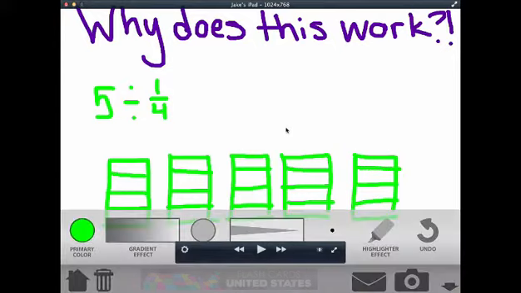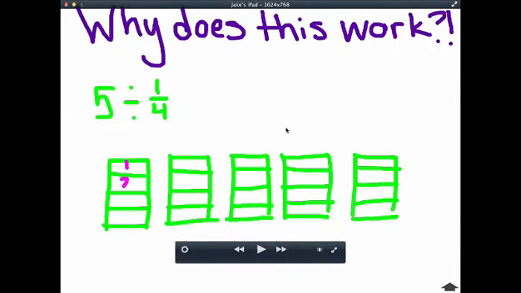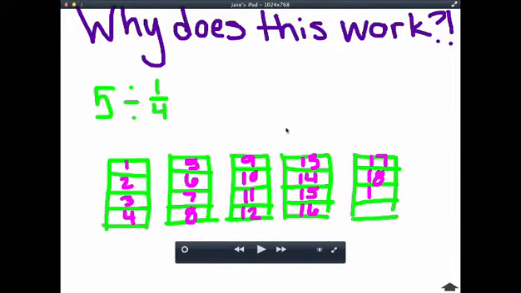Now if I count my fourths, I will find 1, 2, 3, 4, 5, 6, 7, 8, 9, 10, 11, 12, 13, 14, 15, 16, 17, 18, 19, 20. I now have 20 servings of 1/4 from those 5 containers. So 5 divided by 1/4 equals 20.